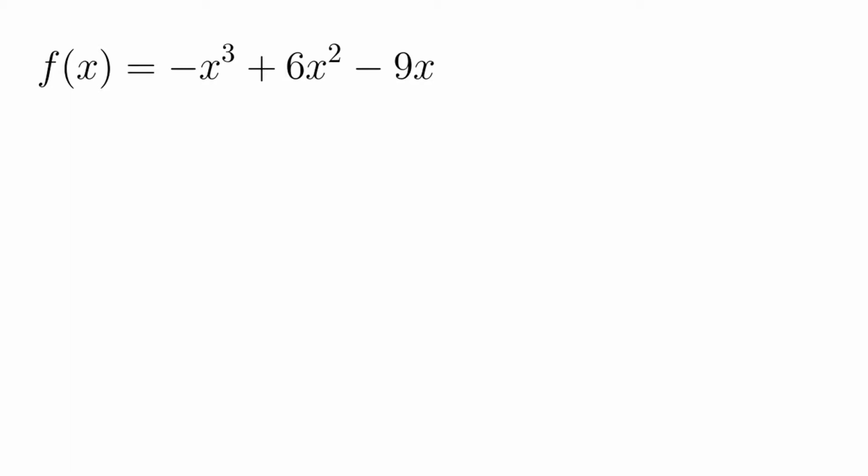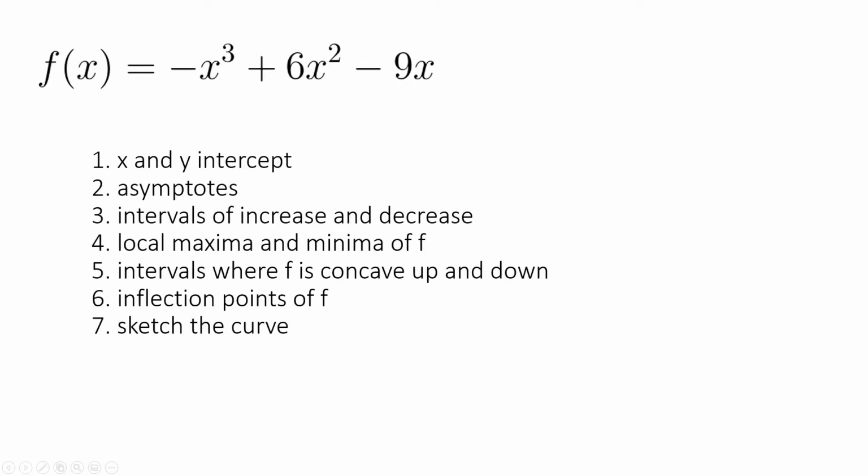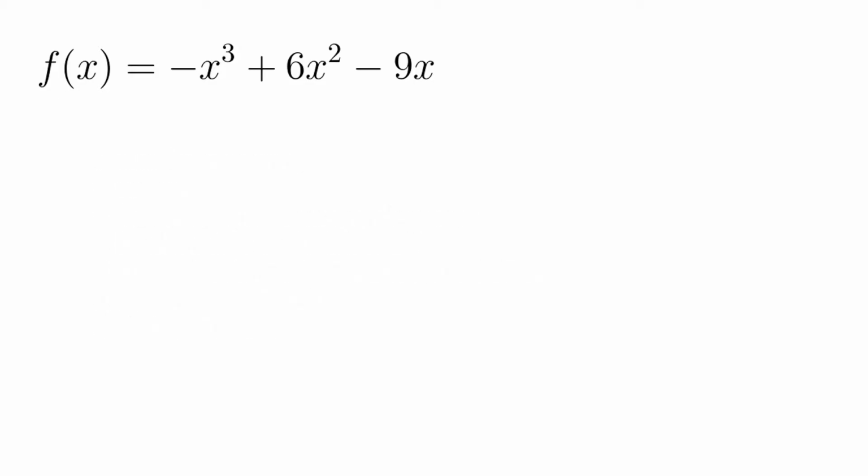In order to figure out how to do this question, we have to look at the x and y intercepts, the asymptotes, the intervals of increase and decrease, the local maxima and minima of f, the intervals where f is concave up and down, and the inflection points. We can use all that information to sketch the curve. So on to the next idea. We're going to be looking at the x and y intercepts.